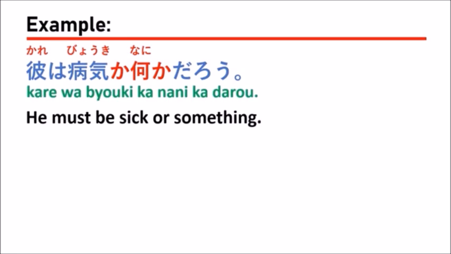In this case, that means you are not sure and you don't know that person well, but you just guess in your brain that maybe, if the person looks like this, he or she should be like this. So you just guess, you're not sure. So in Japanese, you can use byoki ka nanika daro, something like this.